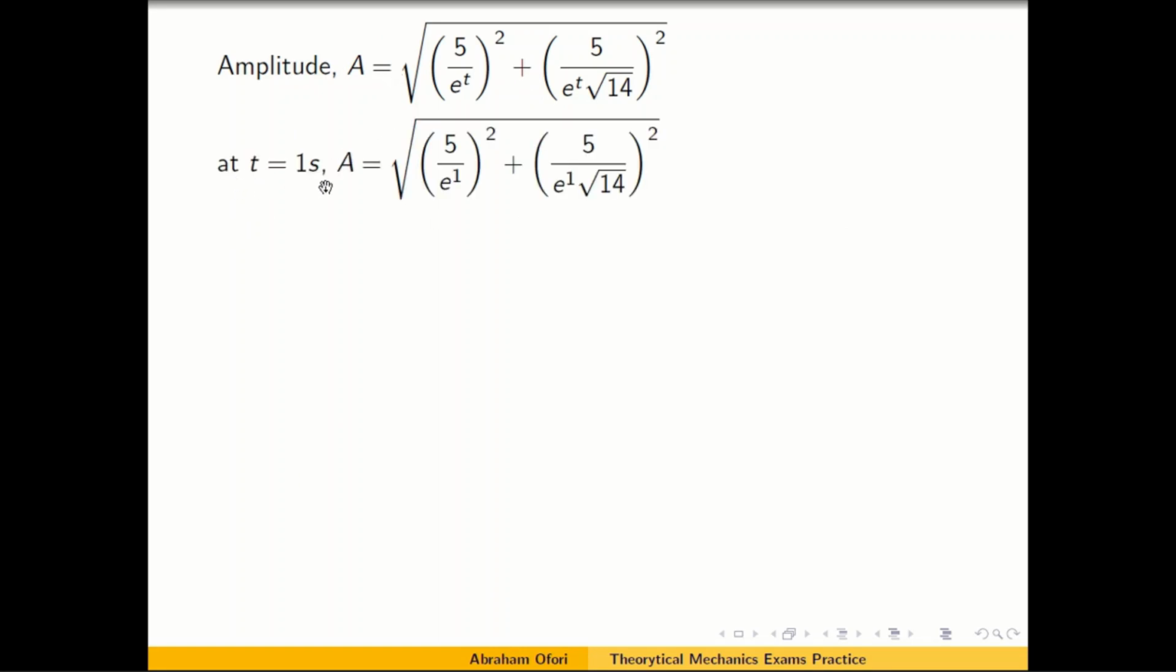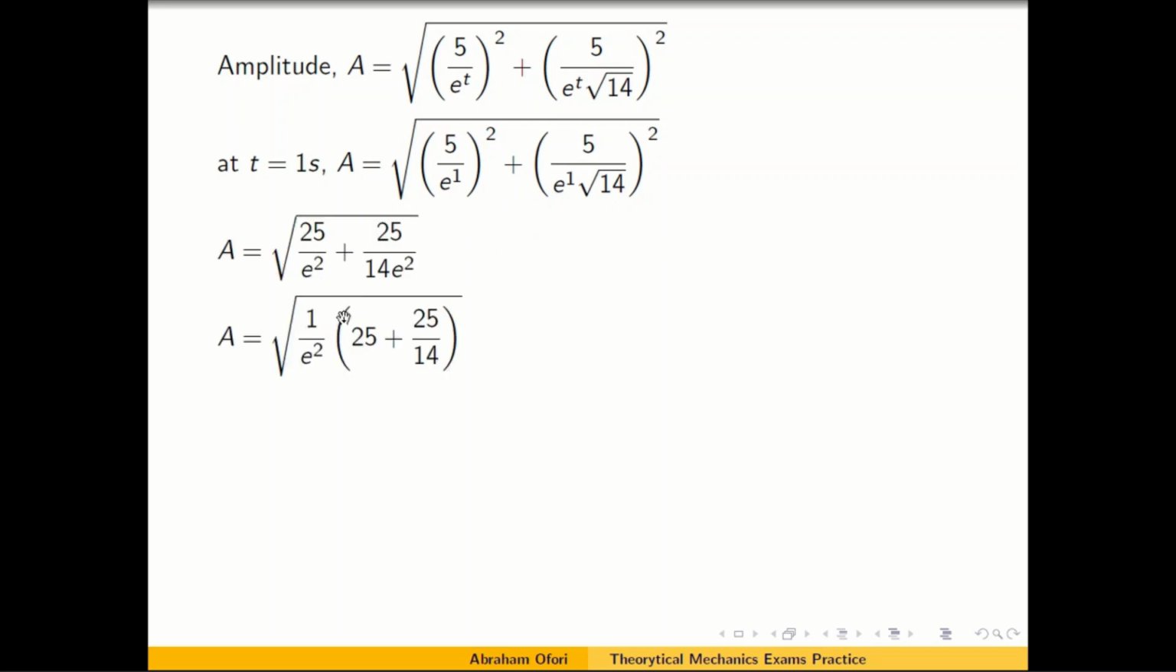Now they are saying that you should find the amplitude at 1 second. Okay, so a is equal, then you put t equals 1 in place of t, and simplifying this, we get something like this. And doing this after factoring 1 over e squared out, you get 25 here plus this. Okay, so we simplify, and this is what you get after punching this on the calculator. So the amplitude of the oscillator that we were dealing with is actually 5 square root of 210 over 14e. That's the answer.